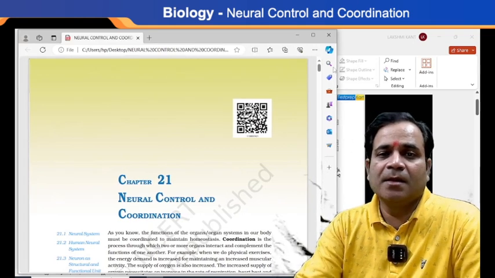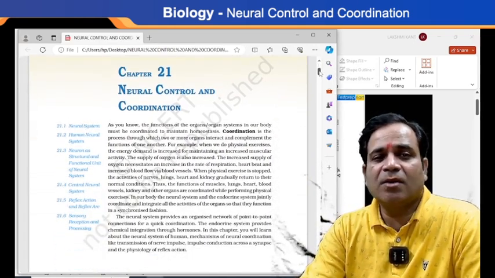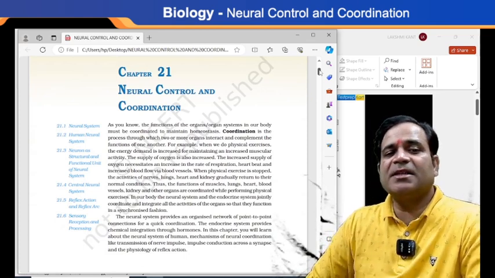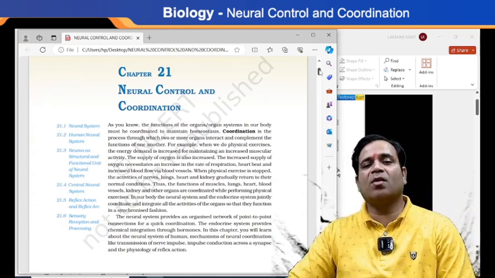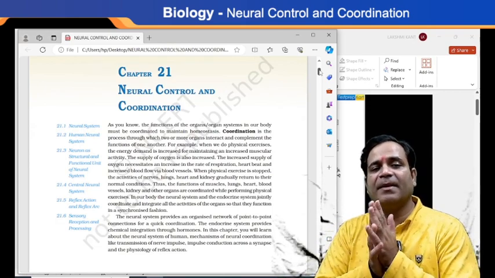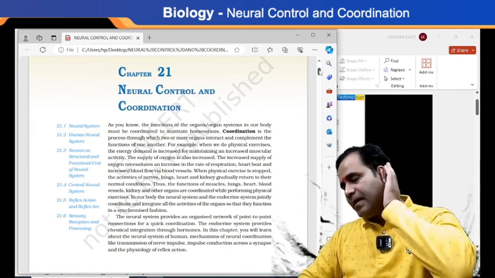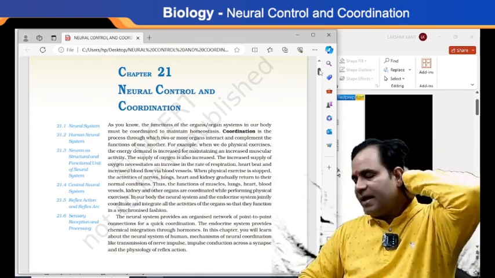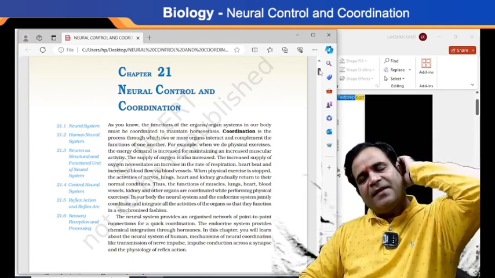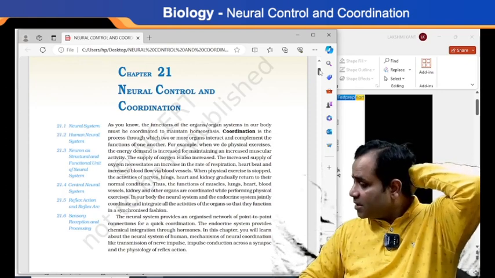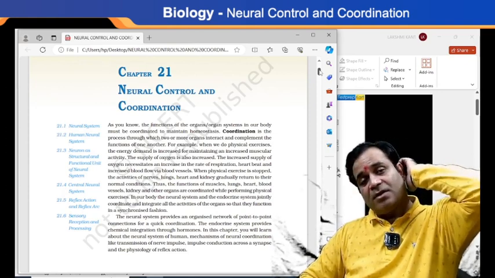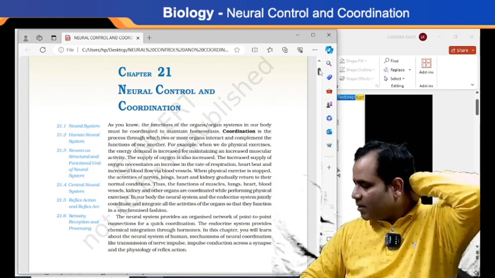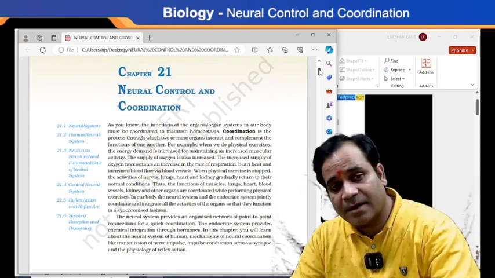Okay. So here, neural control and coordination: what does it mean? It means that coordination is the process through which two or more organs interact and complement the functioning of one another. You know that if the organs do not correlate with each other, then how will the biochemical reactions or any metabolic functions be regulated within the body? This one is the important one.